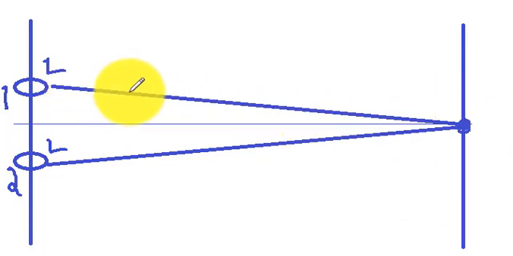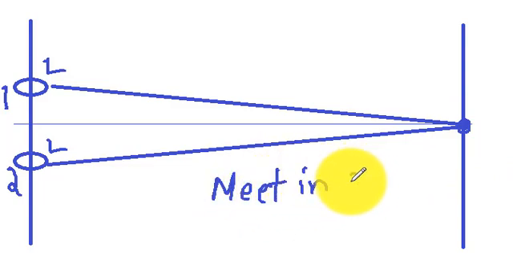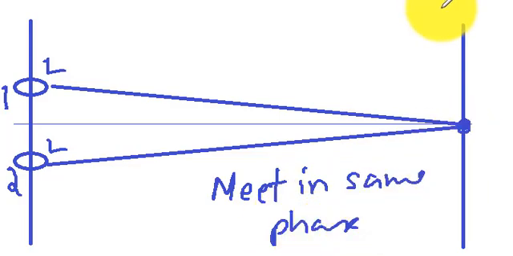Whatever be the number of steps, they started in the same phase, they took the same path, so they will be in phase. So started in phase, finished in phase. So here I will write they will meet in the same phase. Whatever is the phase of the first one, same phase for the second one. What is the condition for meeting in the same phase? They should have started with the same phase and they should have covered equal length.